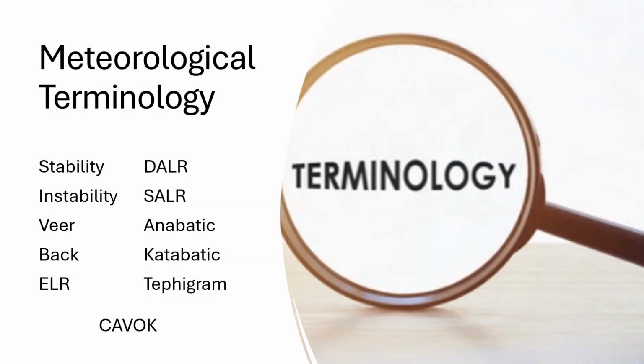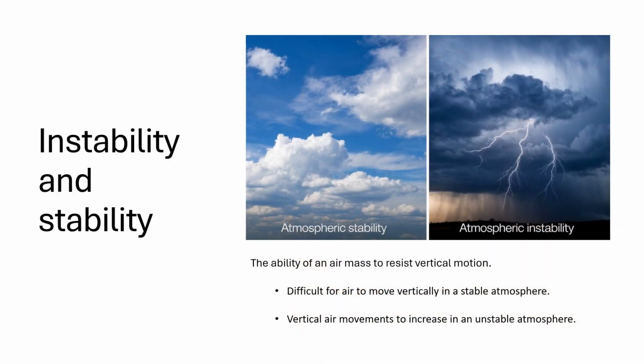This slide summarizes some of the terms we need to know. Let's have a look at these in turn. Instability or stability in relation to weather refers to the tendency of air to move vertically. Air is less likely to travel vertically in more stable conditions.